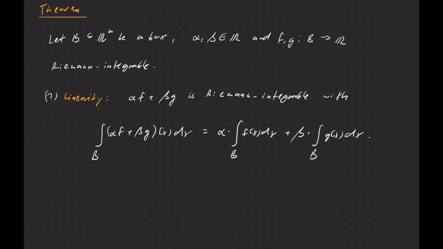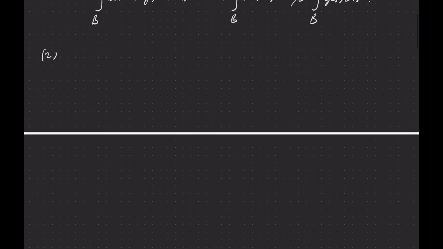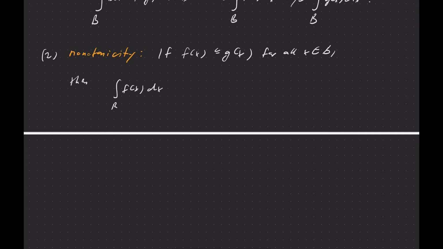The second property is known as monotonicity. And it says if the function f is less or equal to the function g over B, so for all x in B, then this relation is also true for the integrals. So then the integral of f of x dx over B is less or equal to the integral of g of x dx over B.